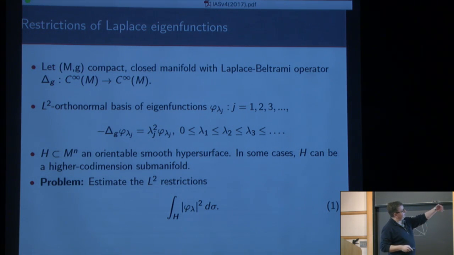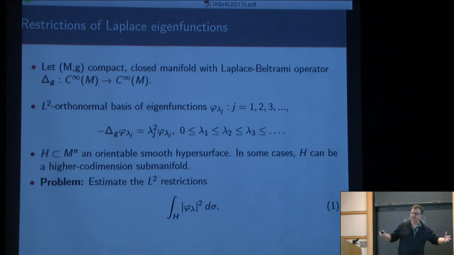Okay, and so you take a usual L2 basis of eigenfunctions. My eigenvalues are lambda squared, so keep that in mind. There's always a square issue. And I'm going to take H as an orientable smooth hypersurface. For most purposes, I'm going to assume it's separating, so basically it bounds something, okay?